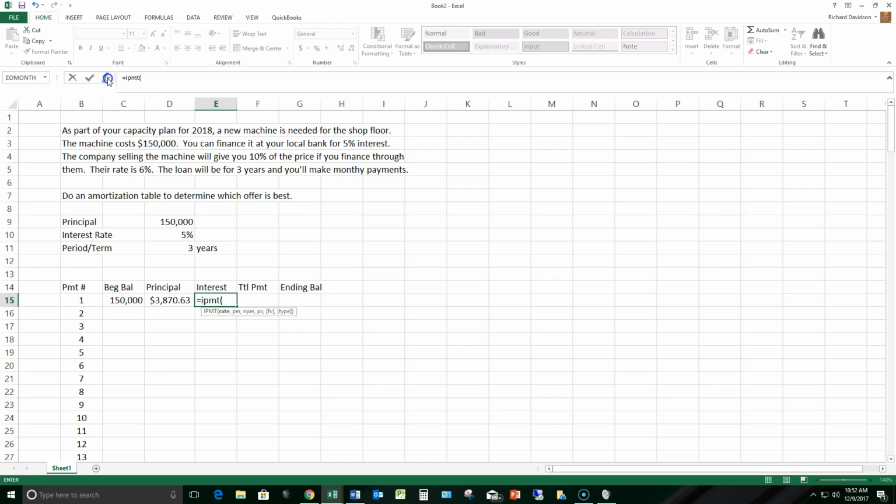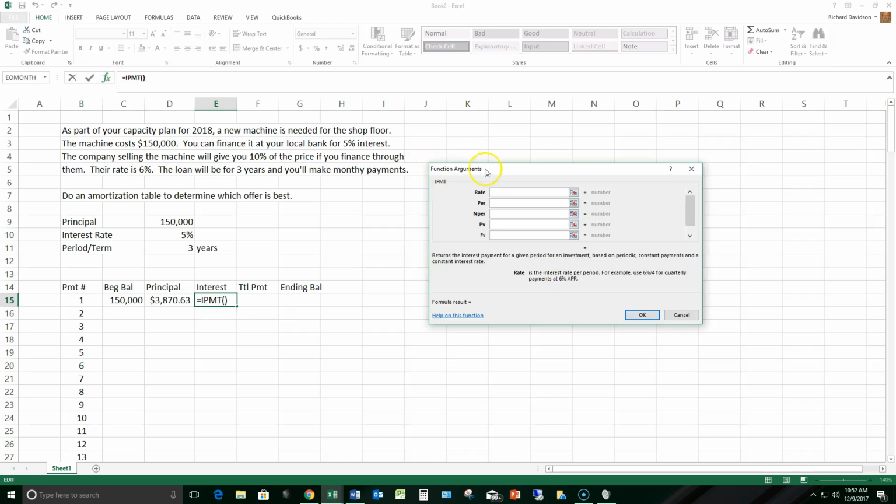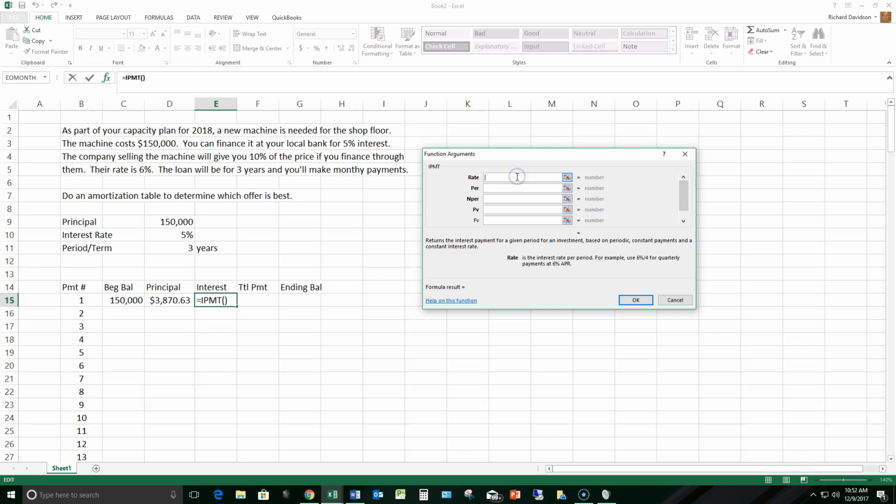We're going to go back here to the function button and pull up the function arguments. We're going to fill this in again. Our rate is 5% divided by 12, the monthly rate. And remember, as a hint, you should see a number over here whenever you do a function argument entry. It will pre-display what the answer is. In this case, 5% divided by 12 is this number.